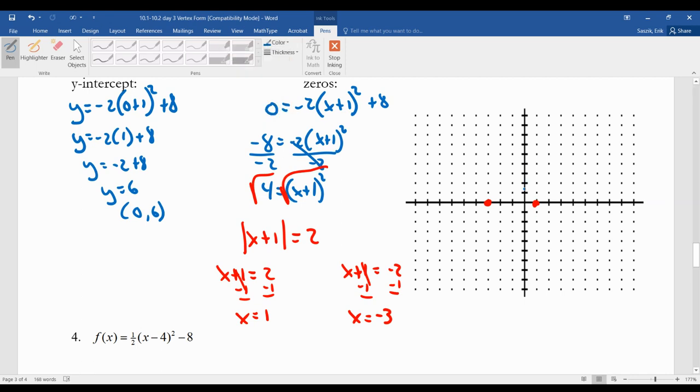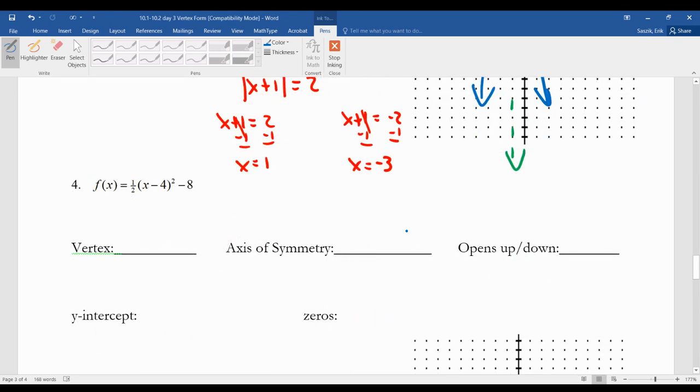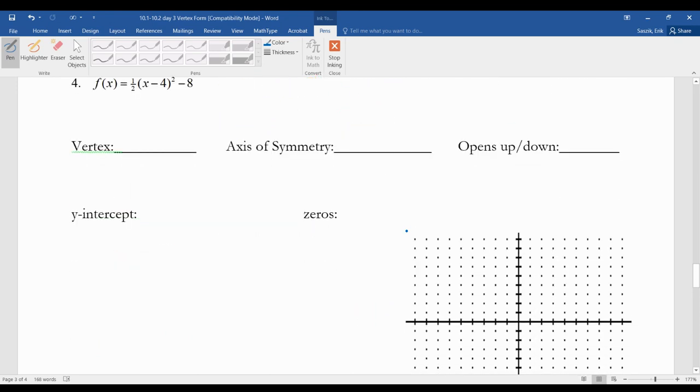My y-intercept, 1, 2, 3, 4, 5, 6, is right there. My vertex, remember, was negative 1 comma 8. That's going to be right there. There is my axis of symmetry. I would have a mirror image of this point right there. There you go.